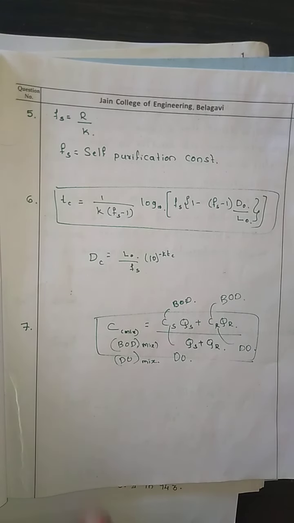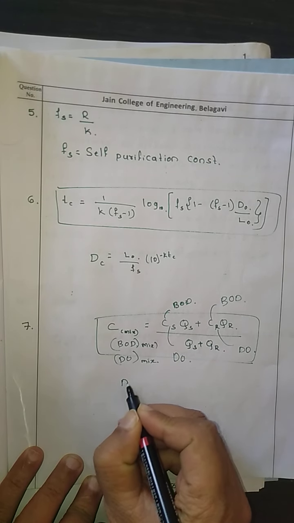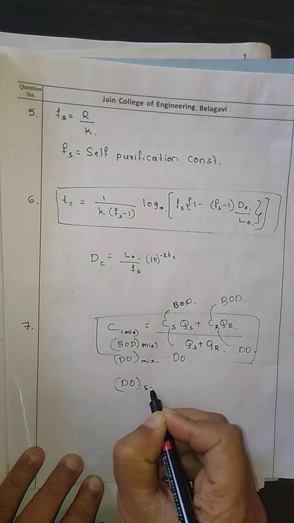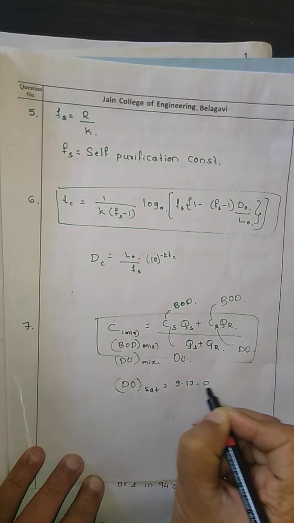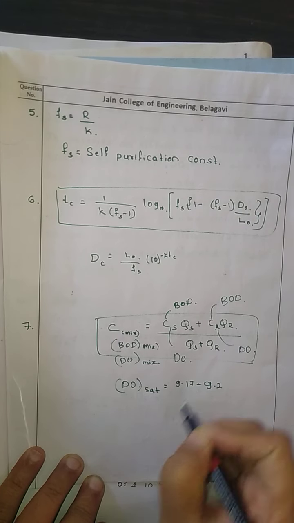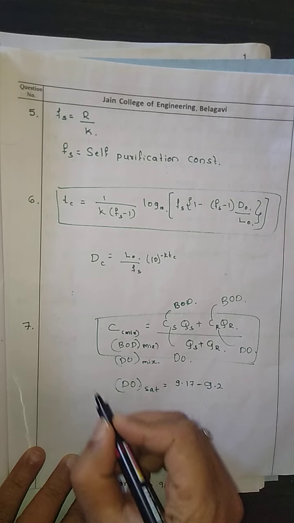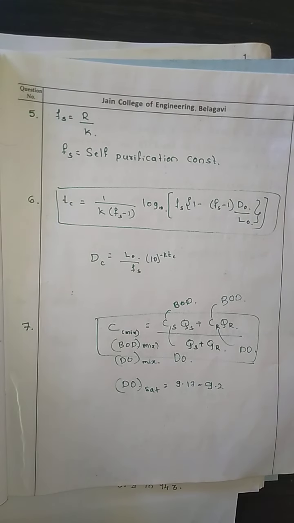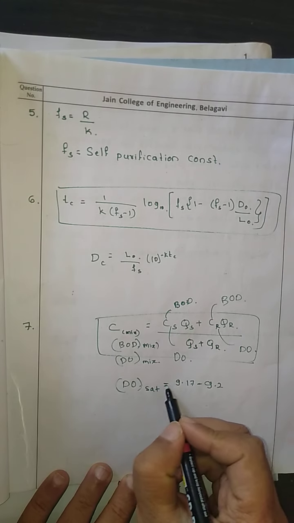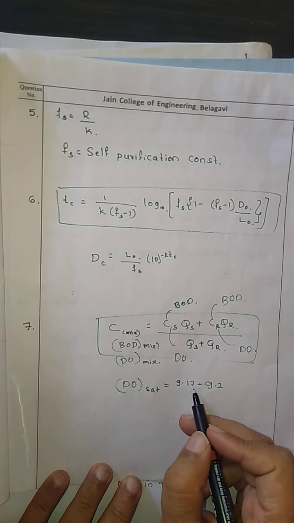And one more thing we need to know: suppose the DO of the river is not given, then we are going to take it as the saturation DO. It is 9.17 to 9.2. Suppose it is not given in the problem, the DO of the river will be given as saturation DO, because the DO will be maximum in the case of a river. So if it is not given, then for assumption we can take it as 9.17 to 9.2.